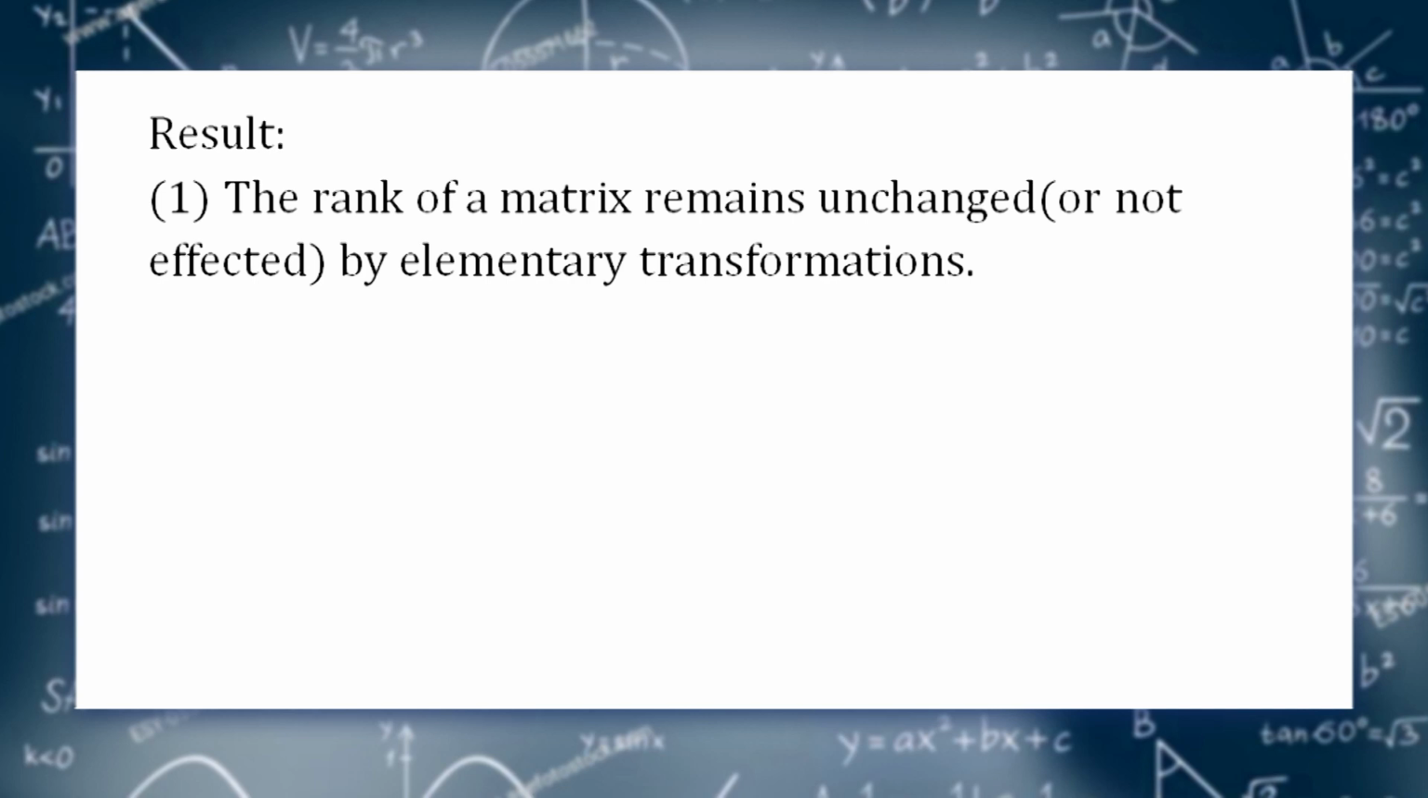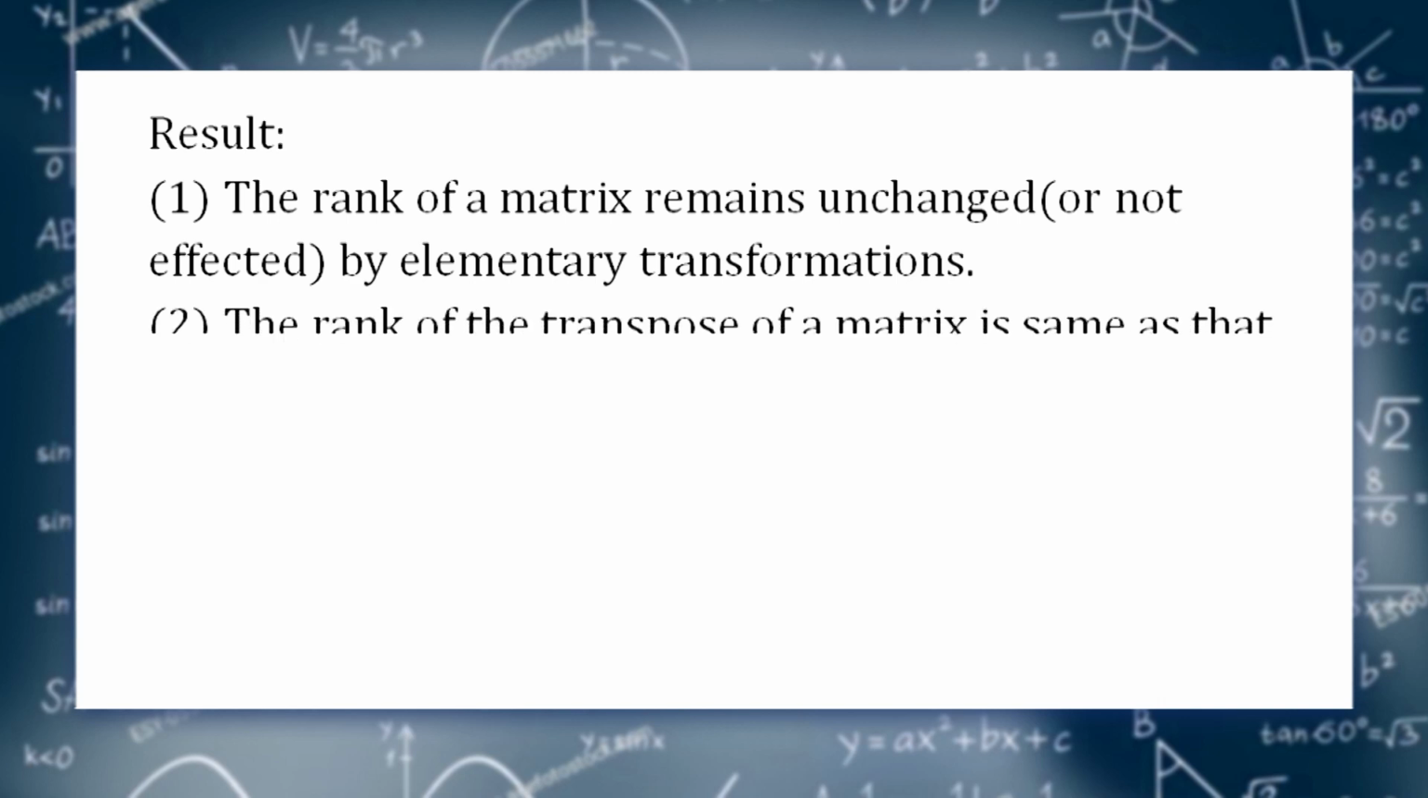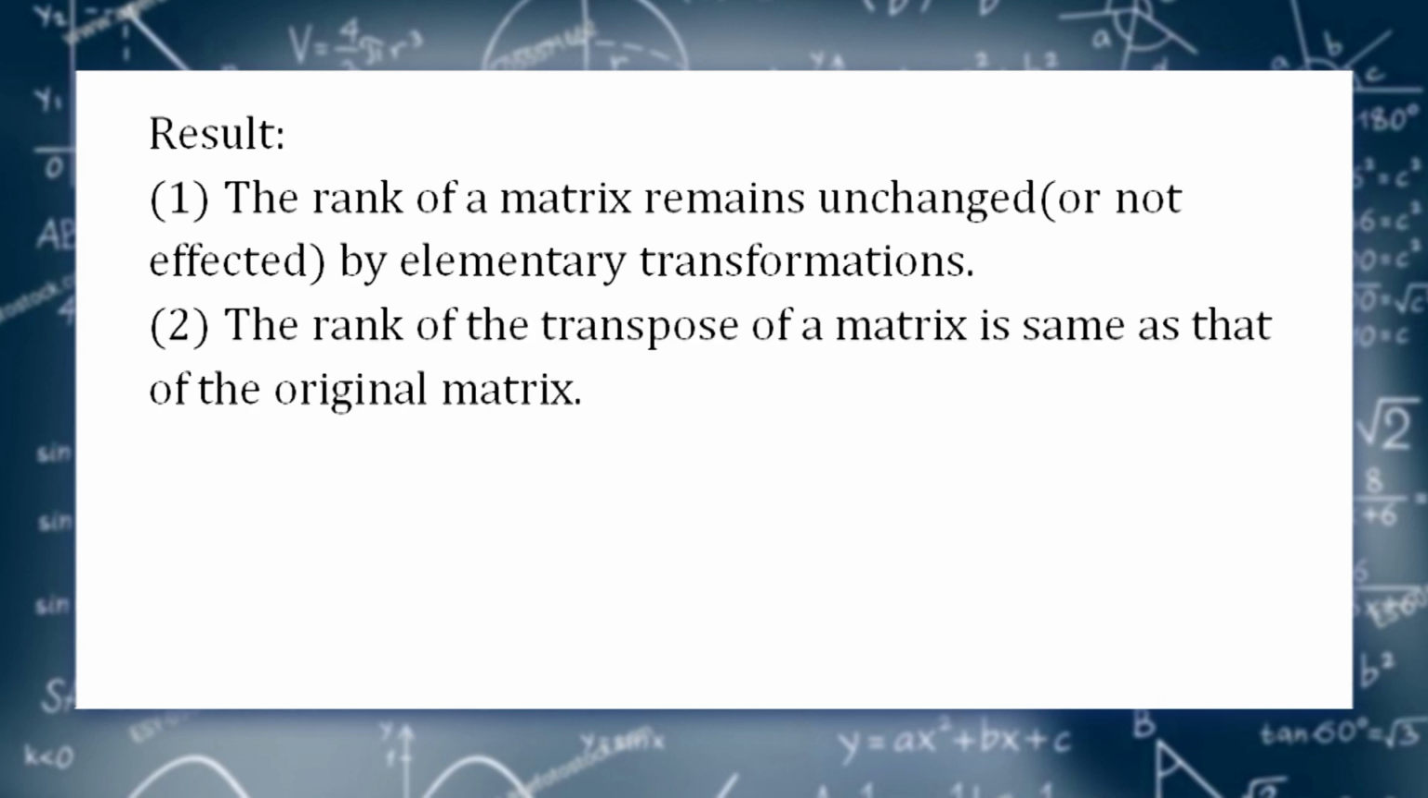Some important results related to the rank of a matrix. The rank of a matrix remains unchanged, or not affected, by elementary transformation, and the rank of the transpose of a matrix is the same as that of the original matrix. We know what transpose is: it is nothing but interchanging the rows and columns of any given matrix. So, if we find the rank of the original matrix, and after that we find the transpose of the matrix and again get the rank, then both are always equal.